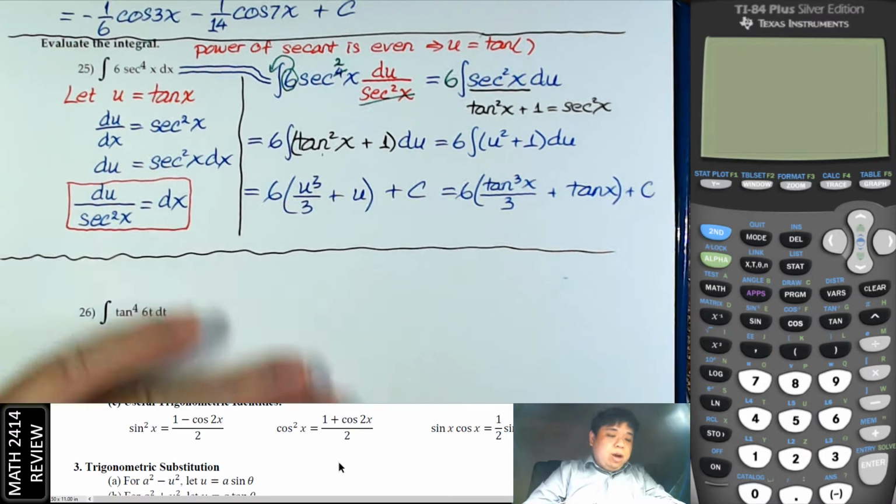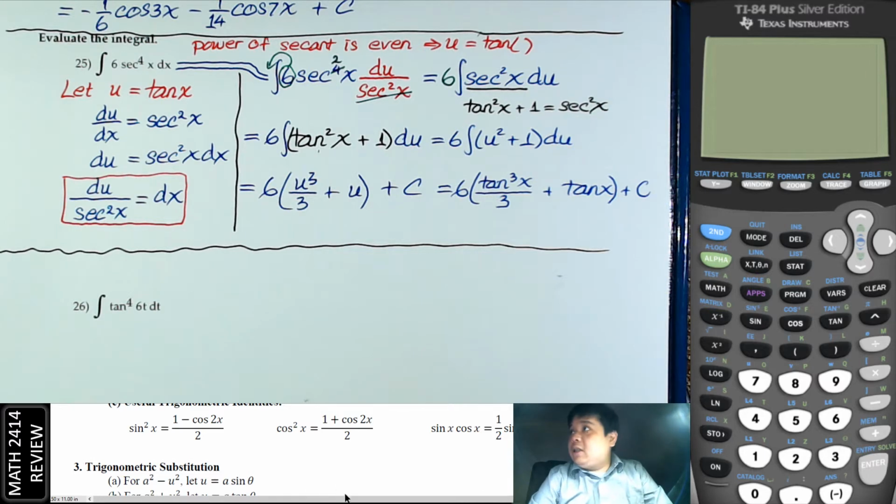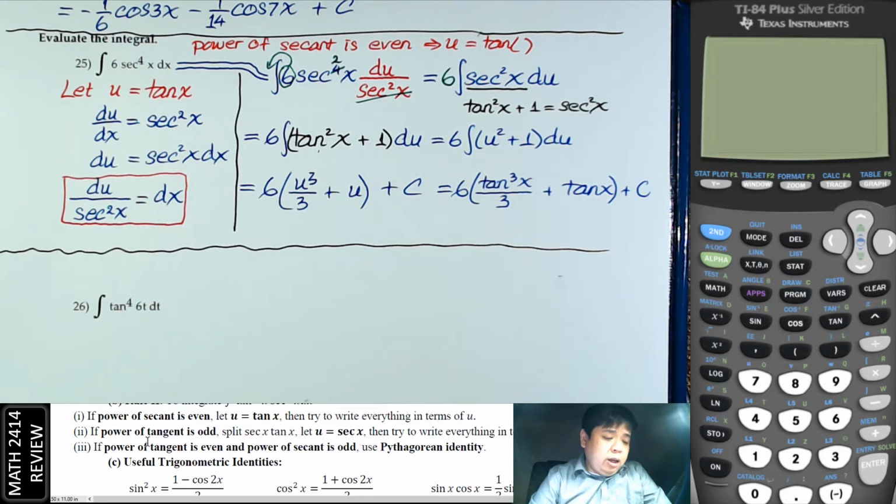Next we have tangent to the 4th of 6t. So power of secant is even, that is a substitution. Power of tangent is odd, that is the substitution. This one is either. So when we have the tangent is even, that means we have to use Pythagorean identity here. Right, we'll see what happened after that.